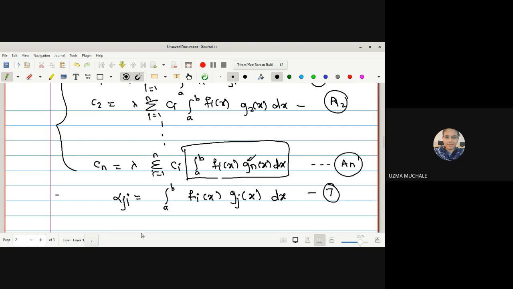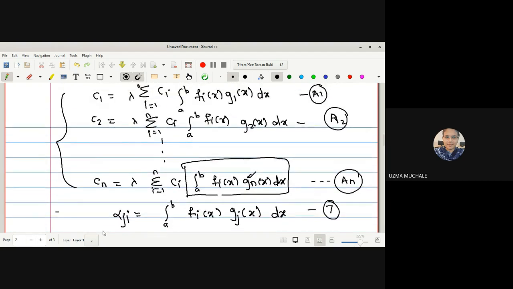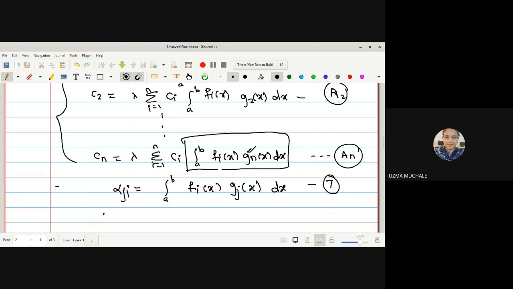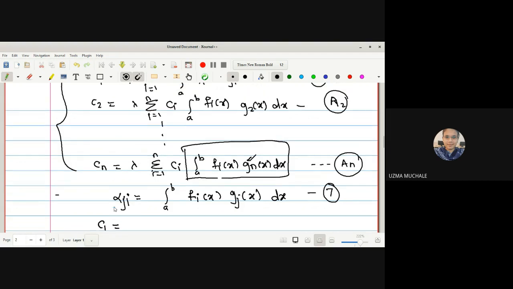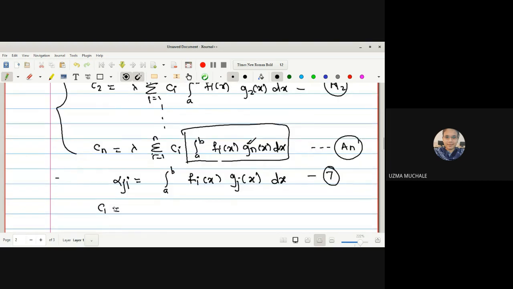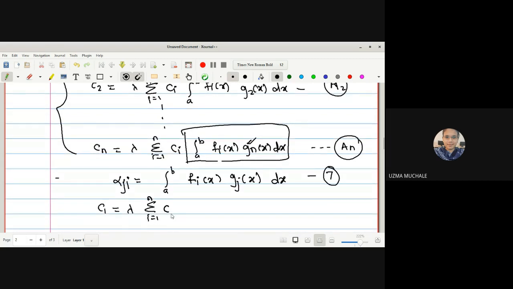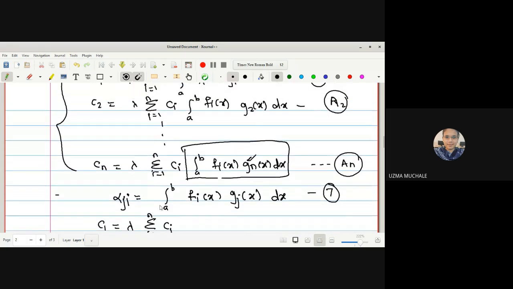Okay. So now let me write down equation 1. What will be our equation 1? C1 is equal to lambda times the summation, where i runs from 1 to n. What is the next term? Ci. What is the value of this integration, a to b fi of x into g1?